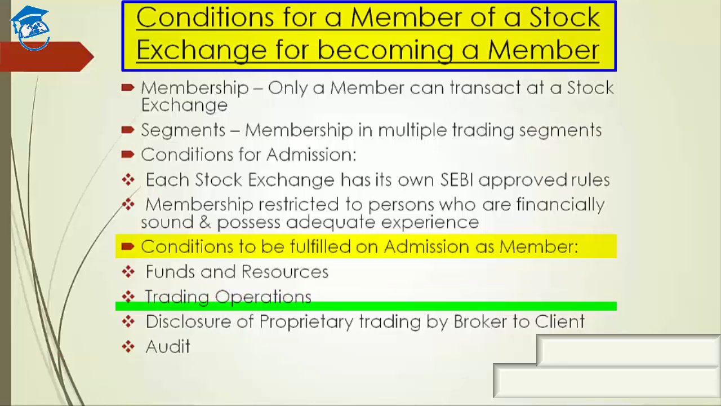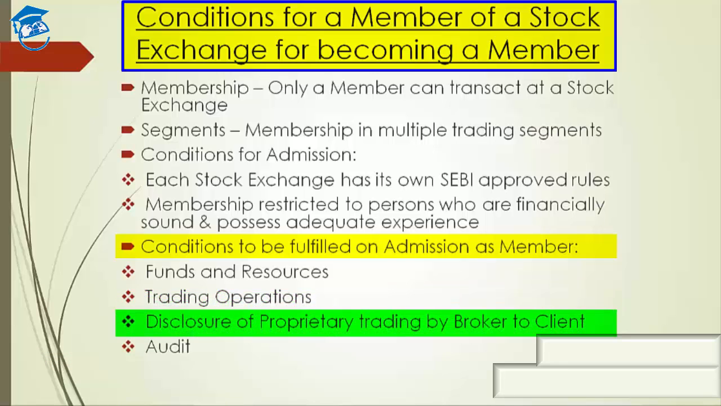Next comes disclosure. Disclosure of proprietary trading by the brokers to the client. SEBI is very stringent on this front, guys. SEBI wants transparency to be maintained in each and every step. So, in order to increase transparency in the dealings between a broker and a client, SEBI has directed that every broker shall disclose to the client whether he does business on behalf of clients and also proprietary trading. They need to ensure that.